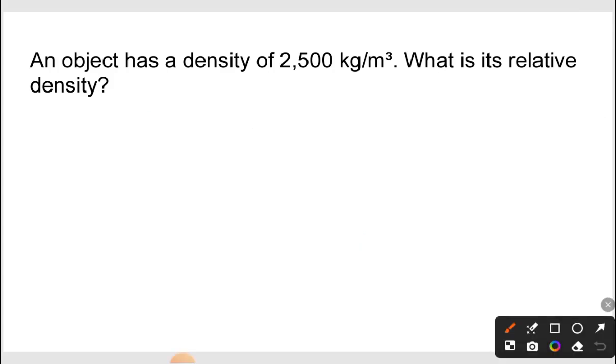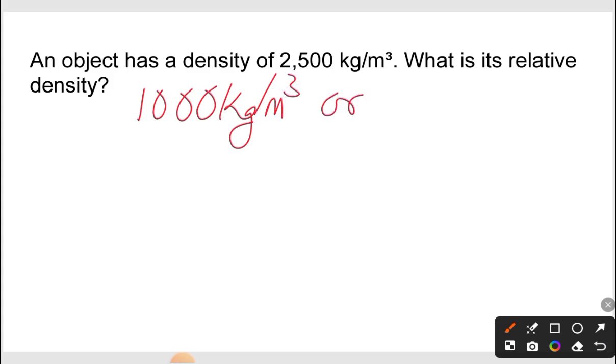Now, there's something you need to know about relative density. Now, relative density of water is either 1000 kilogram per meter cube or 1 gram per centimeter cube. So if the question has to do with kilogram per meter cube, you go with this. If it has to do with gram per centimeter cube, you go with that.